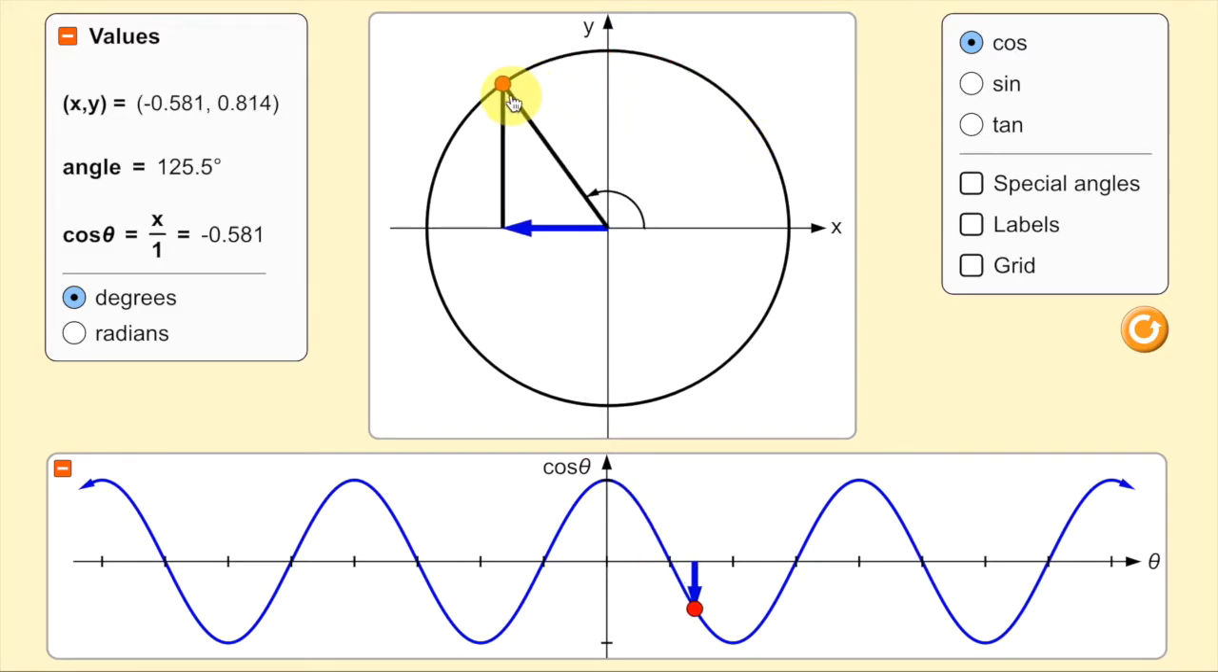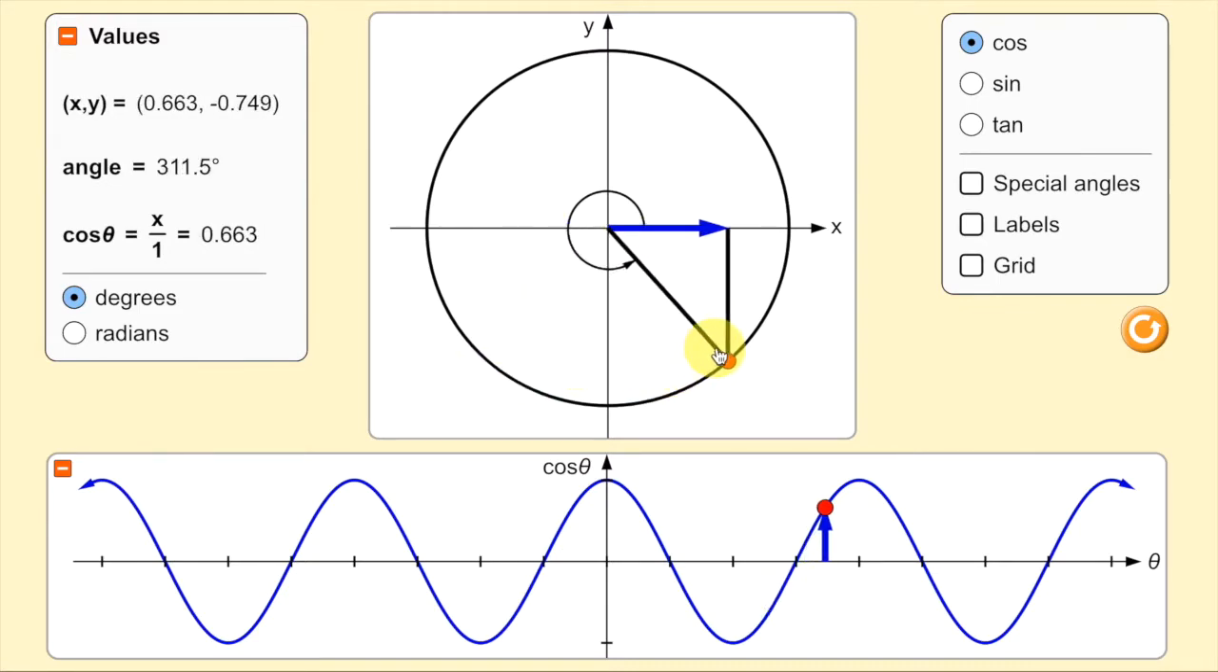Second quadrant, cos is negative. Third quadrant, cos is negative. And in the fourth quadrant, cos is positive. And you can see that shown as the x value here is positive and negative as you rotate around.